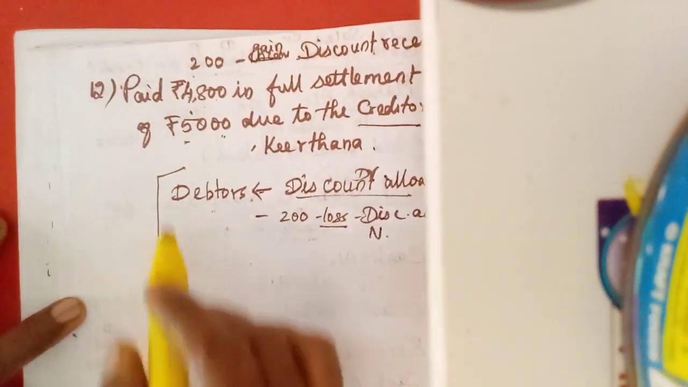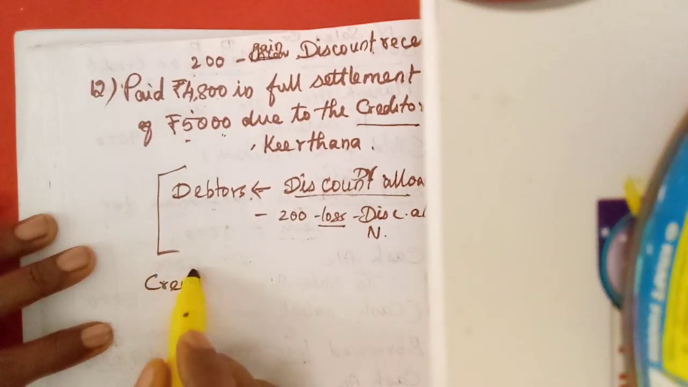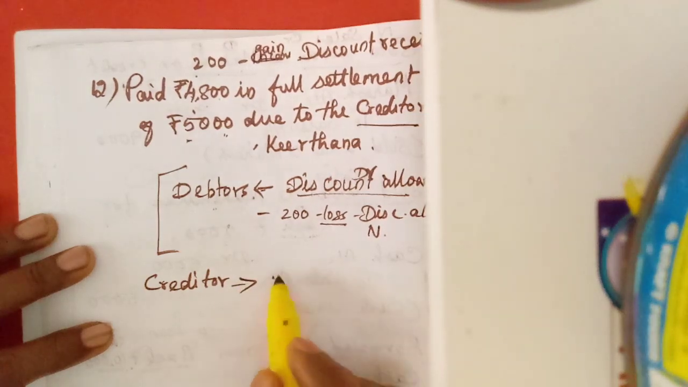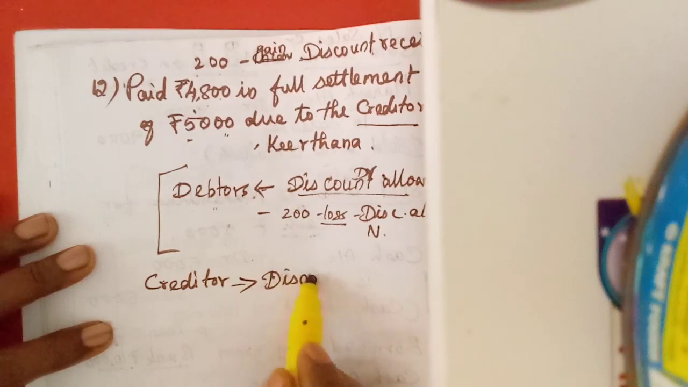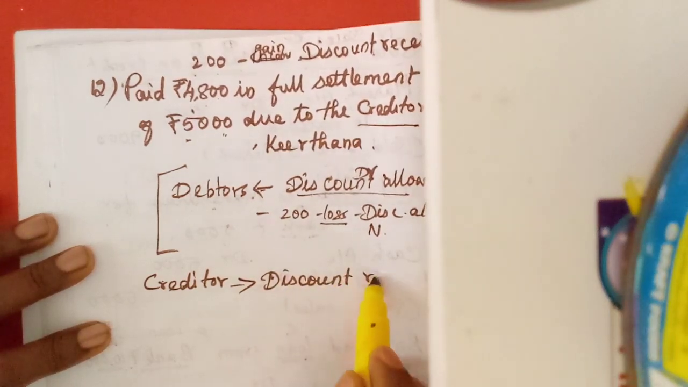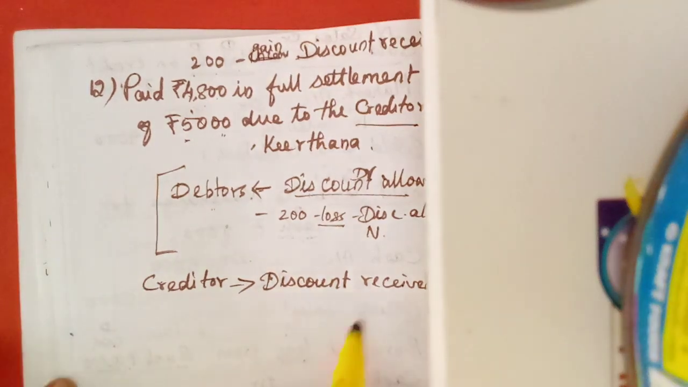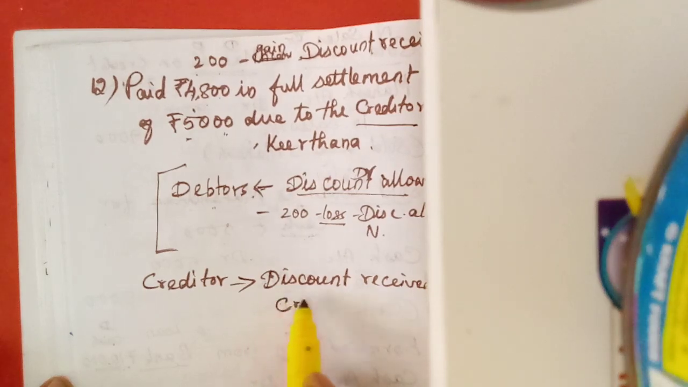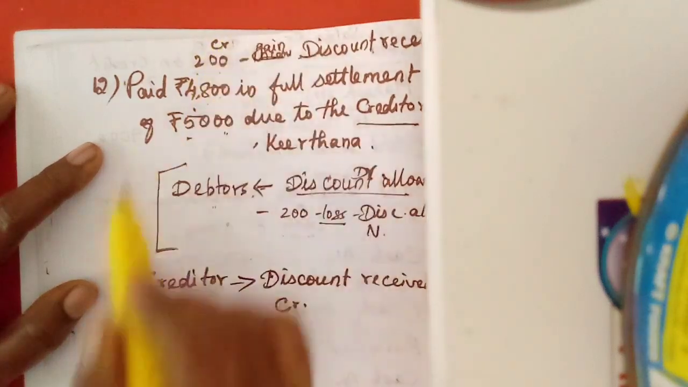Okay, here the creditors, isn't it? To the creditors we are paying the amount. When we pay the amount, we are gaining 200. That is called discount received. When we receive discount, we do not pay that 200, isn't it? So it is an income, a gain. So that is a gain for us. So we need to credit this discount received. So that discount received should be credited.